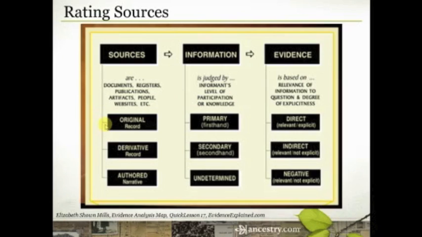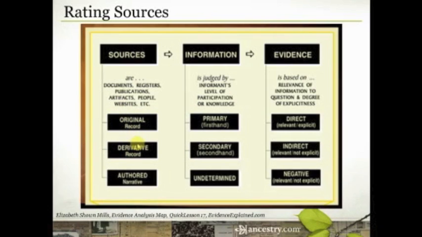Those sources are either original or derivative. So an original source means this is the actual original census record, or Aunt Sally herself told me, not Aunt Sally told someone who told someone, right? Or a derivative source would be something like an index, so a death index, where you're not looking at the actual death certificate. That's going to be a derivative. And then authored sources are something a little bit different, and I won't get into that today. We're just going to focus mostly on original and derivative sources.